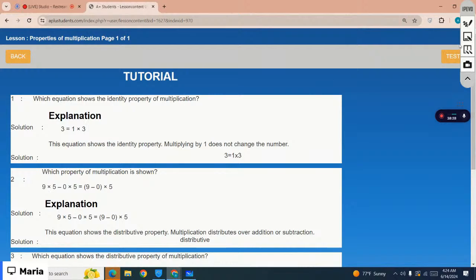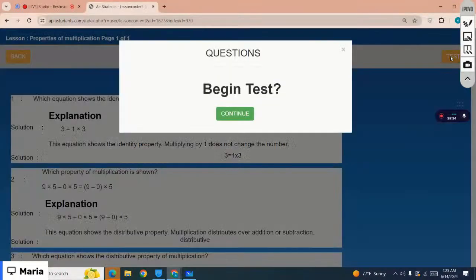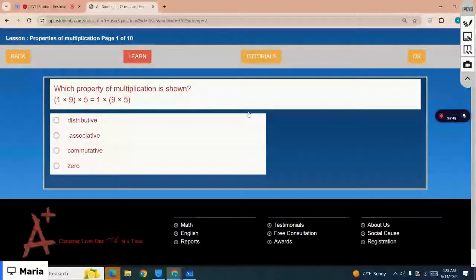Let's just start with the test questions. Which property of multiplication is shown: 1 times 9 times 5 and 1 times 9 times 5?